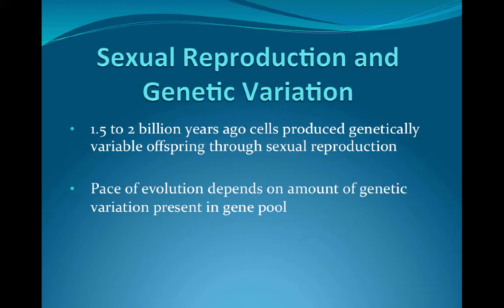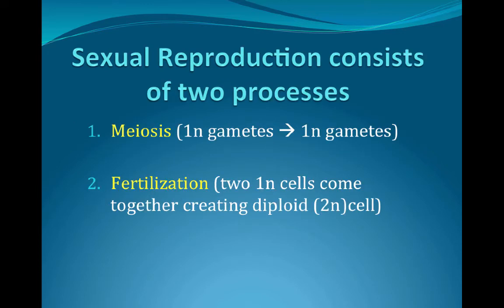Fossils actually indicate that between 1.5 to 2 billion years ago, cells became able to reproduce genetically. And that pace of evolution really has depended upon the variation that is present in the gene pool. So, the ability to adapt to new environmental stressors. Sexual reproduction is really made up of two major processes. The first is meiosis, and the second is fertilization.